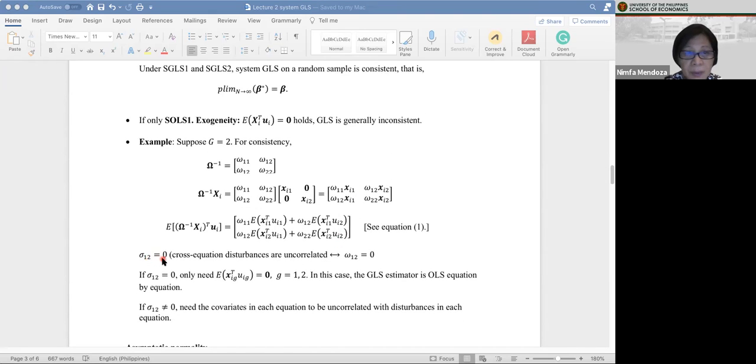So if omega 1, 2 is equal to 0, that would hold if and only if in the inverse matrix you also have omega sub 1, 2 equal to 0. If the cross equation disturbances are uncorrelated, then the exogeneity assumption we need is only that the explanatory variables in a given equation are uncorrelated with the disturbance term in that equation. In that case, the GLS estimator is OLS equation by equation.